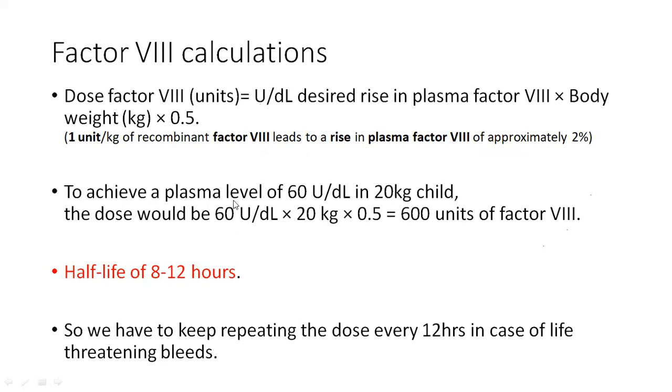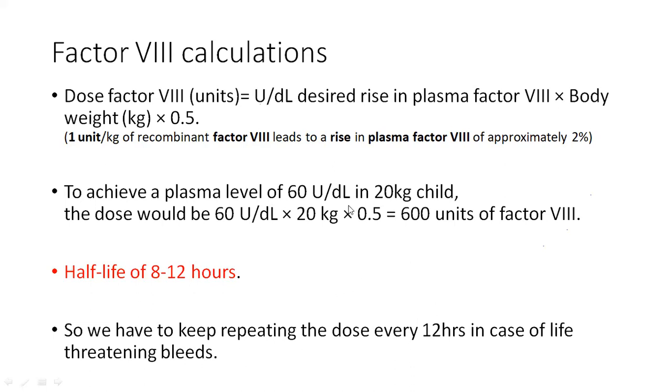For example, you want to achieve 60 units per dL in a 20 kg child. So you need to achieve a plasma level of 60 units per dL. For that, you multiply 60 into 20 into 0.5, that is 600 units. So these 600 units you need to give. The half-life of recombinant factor is 8 to 12 hours. So you need to keep repeating this 12th hourly in life-threatening bleeds like IC bleed.